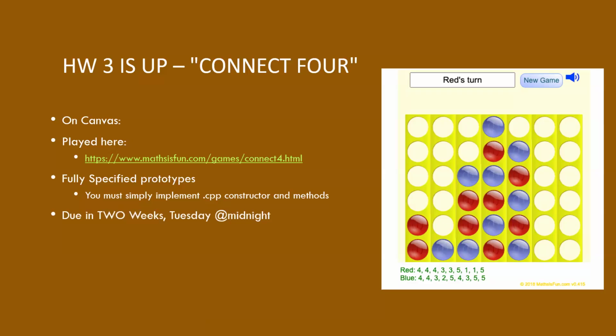Okay. So we'll have our prototypes as usual. We'll have a .cpp file for Connect 4 and a .h for Connect 4. The .h is your blueprints, and you're really just going to be implementing your methods and your constructor inside of your .cpp file. So the rest of it should be kind of done for you, okay?